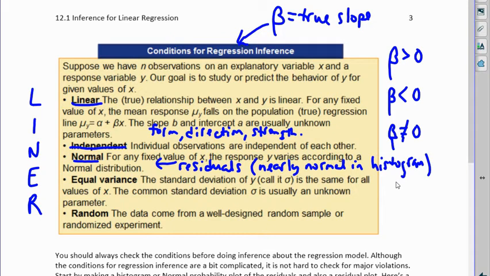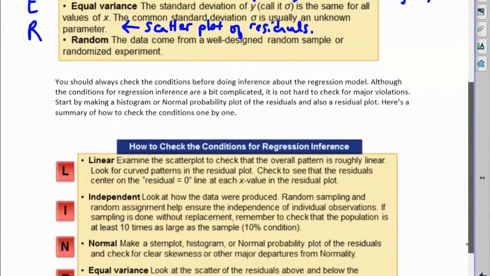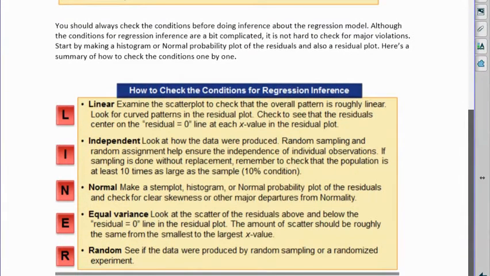Okay, we're going to be looking for equivariance. So when we do a scatter plot of the residuals, does it look like we have random scatter of these residuals, not really over predicting or under predicting? And then, is the data random? Because of course, if we don't have data that's random, then it's probably got some kind of bias built into it, or it might even just be worthless. So looking for a simple random sample would be a good idea in that situation.